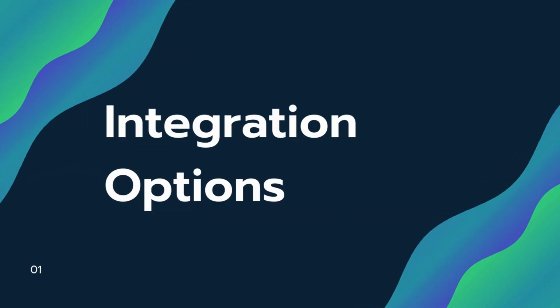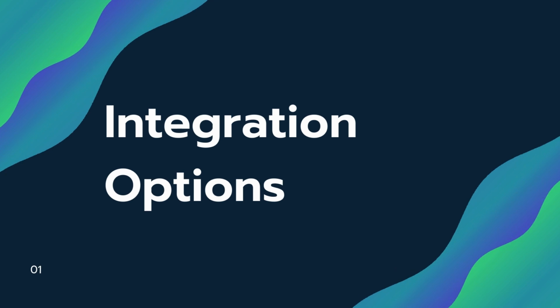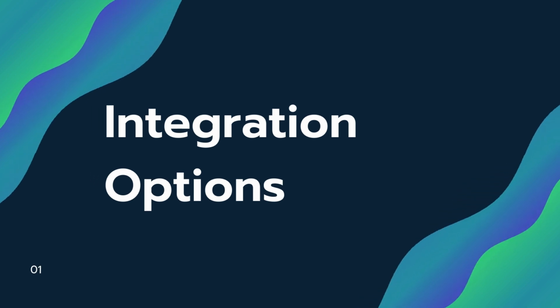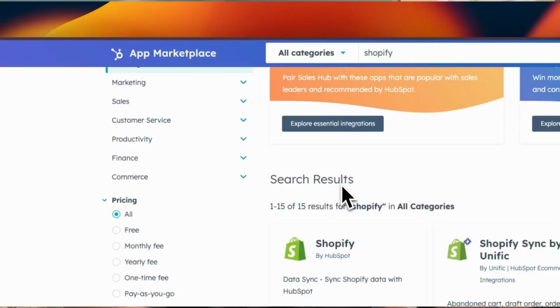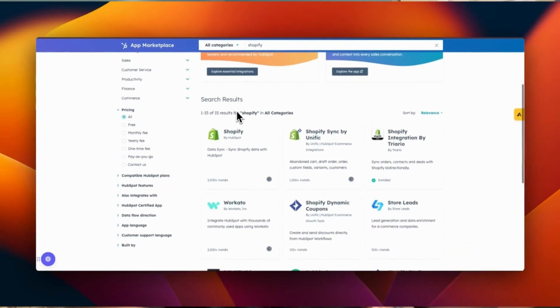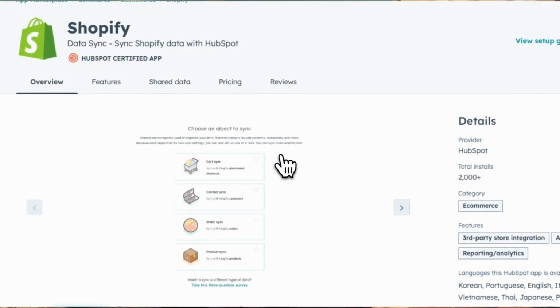If we're talking about integration options, there are a few different ways to go about doing this, but I feel like the majority of people are probably going to lean on two in particular. The first one is going to be HubSpot. HubSpot has an app in their marketplace that facilitates the integration between Shopify and HubSpot.